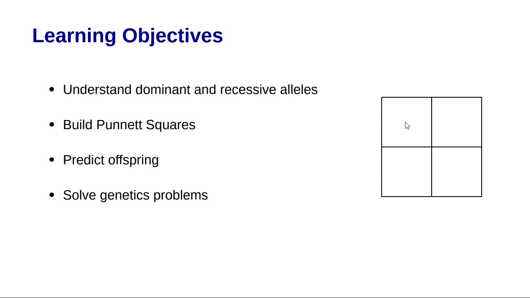Oh, right there. Okay, but we're gonna build a Punnett square. Dominant recessive alleles. Oh, Jerry thinks I'm Neil deGrasse Tyson or whatever.